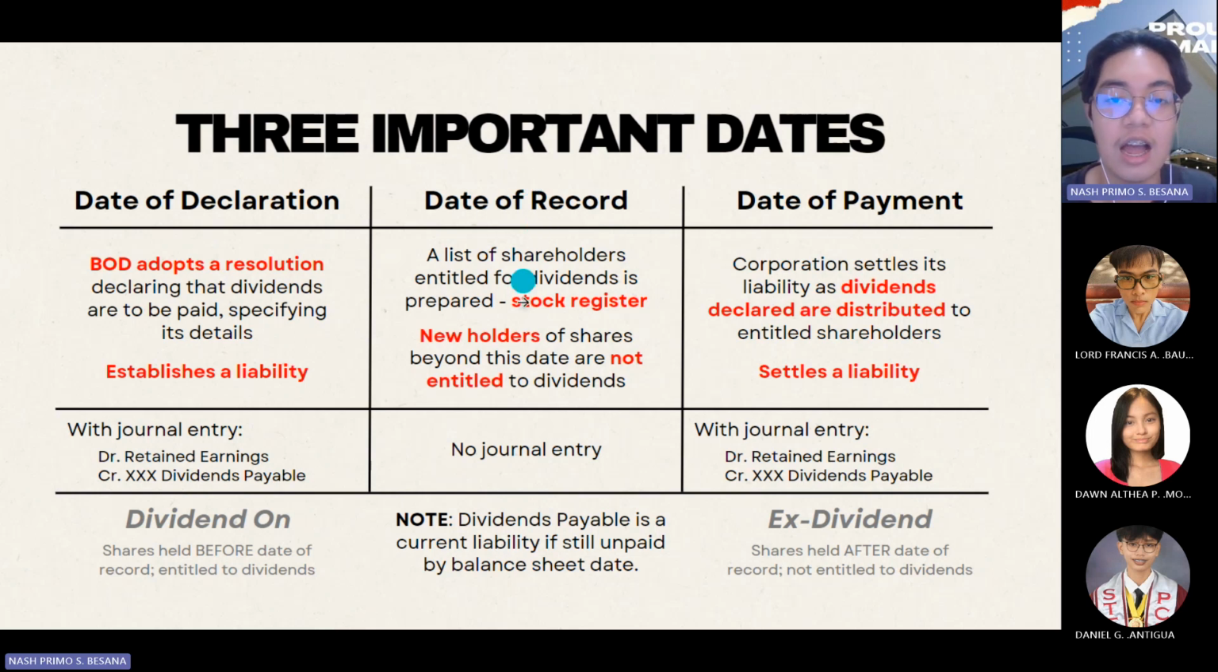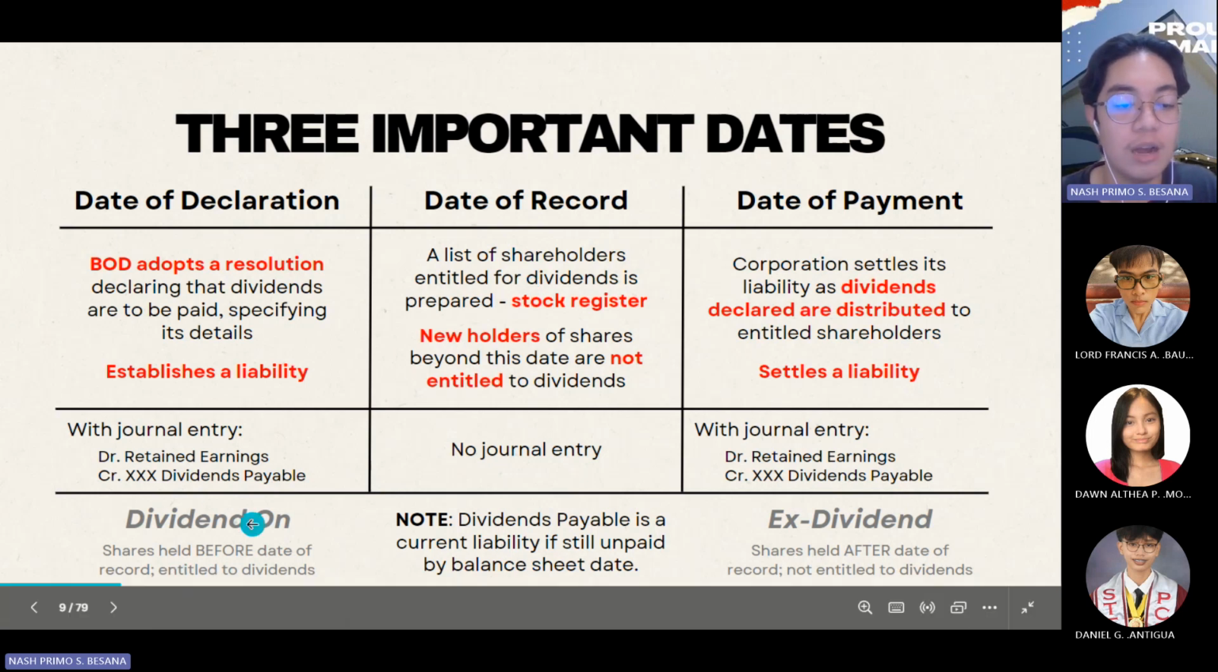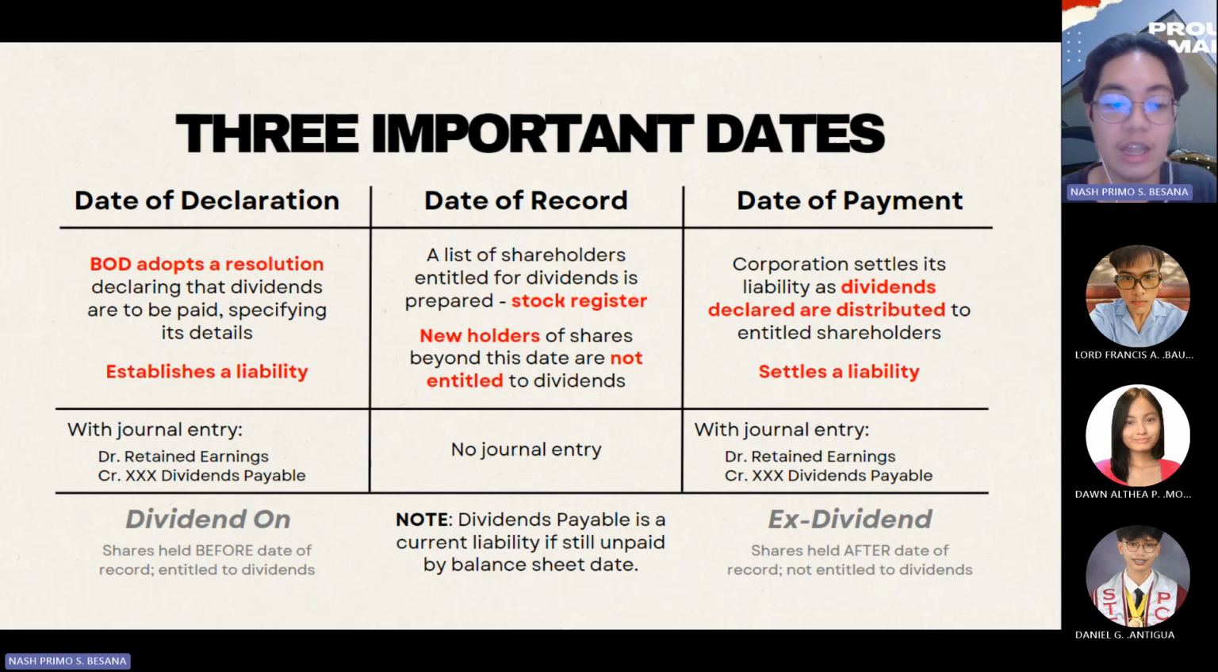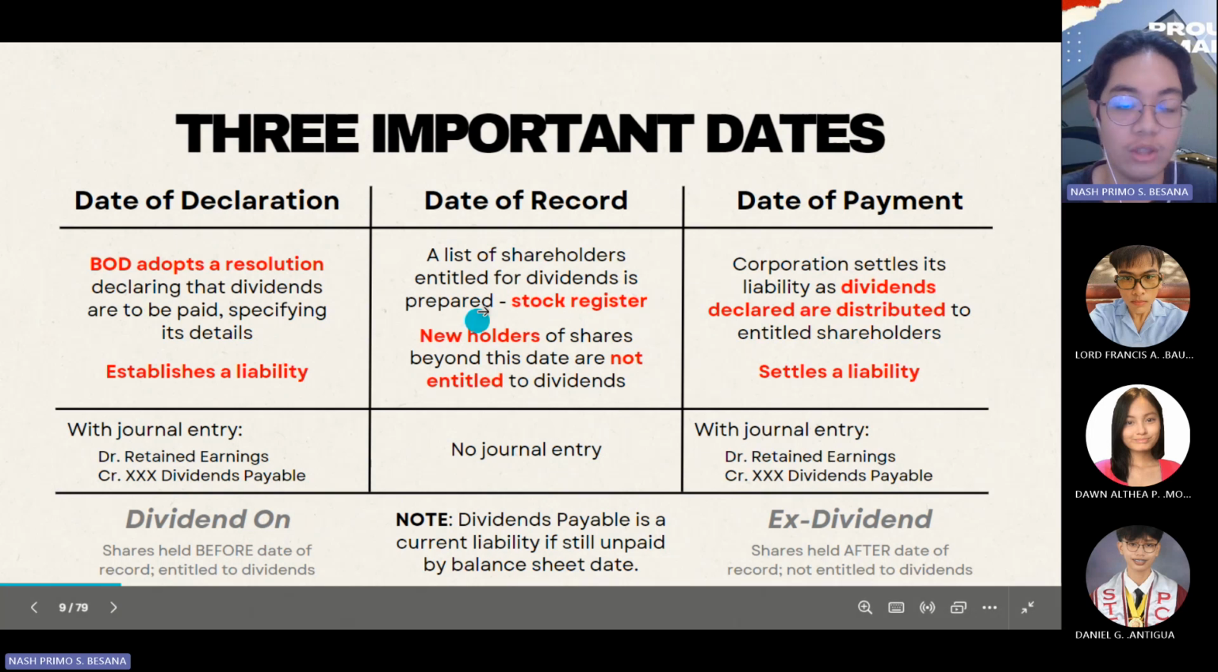Next date na i-observe ng corporation is yung date of record. A list of shareholders entitled for dividends is prepared. It is called the stock register. New holders of shares beyond this date are not entitled to dividends. So, from the date of declaration to the date of record, yung mga shareholders na may hawak ng shares, ang tawag sa shares nila is ito, yung nasa baba, which is the dividend on shares held before the date of record and they are entitled to dividends.